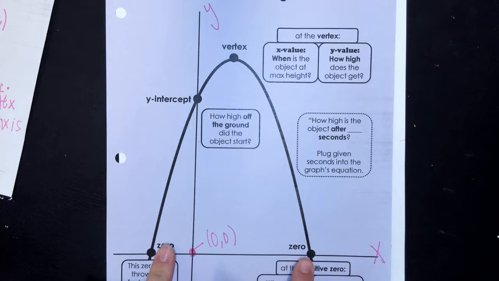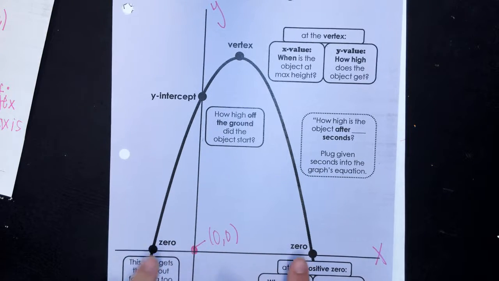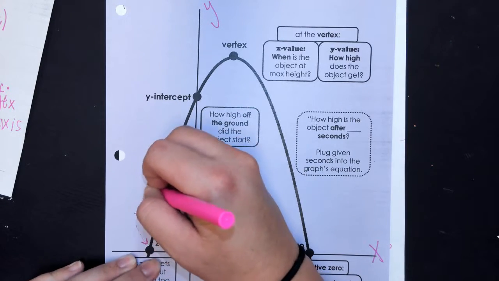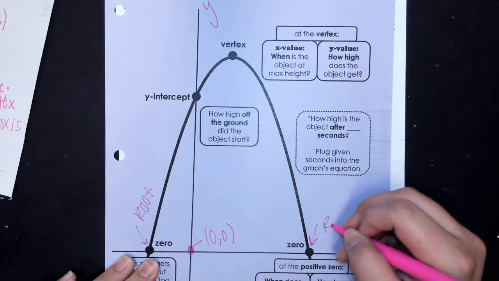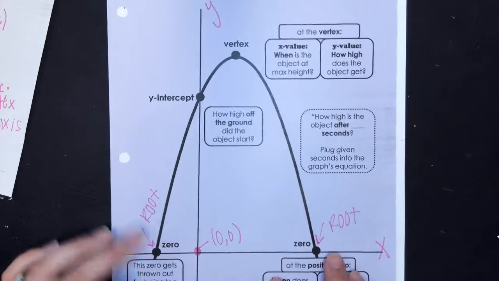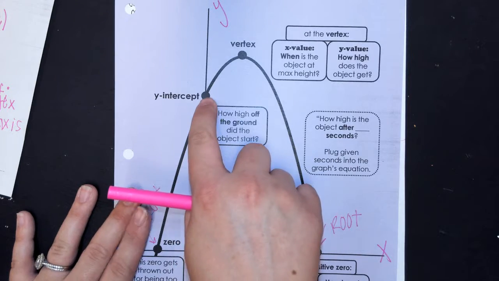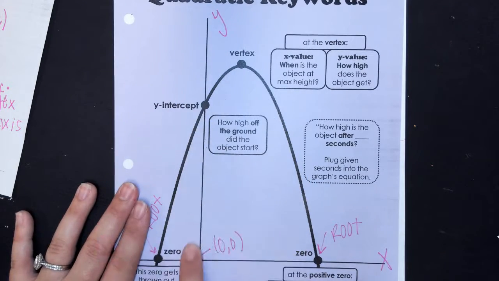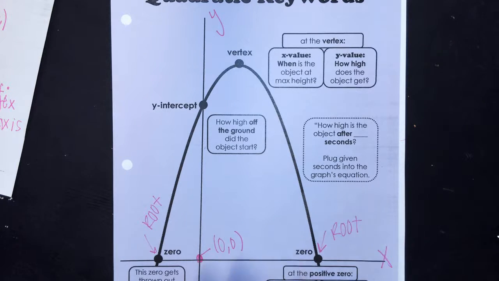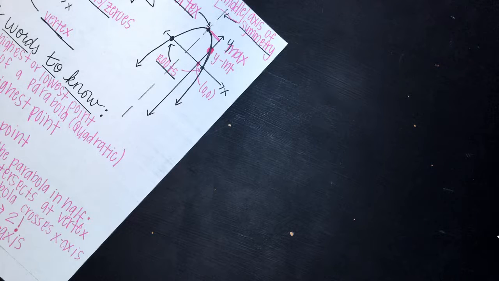So wherever it crosses the x-axis, these are called your roots. So you have a root right here and a root right here. And then this would be your y-intercept because it's where it crosses the y-axis. All right, so let's practice identifying these parts.